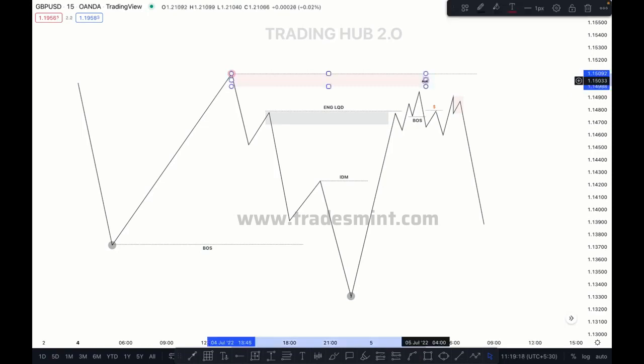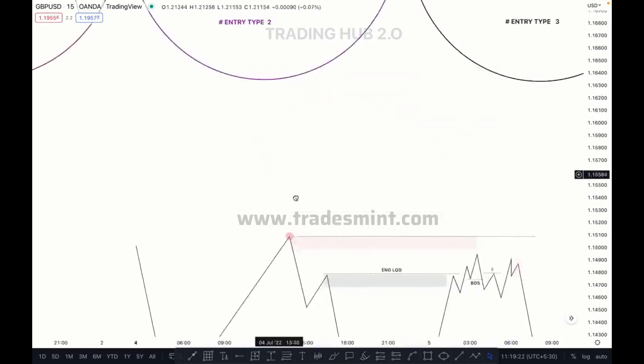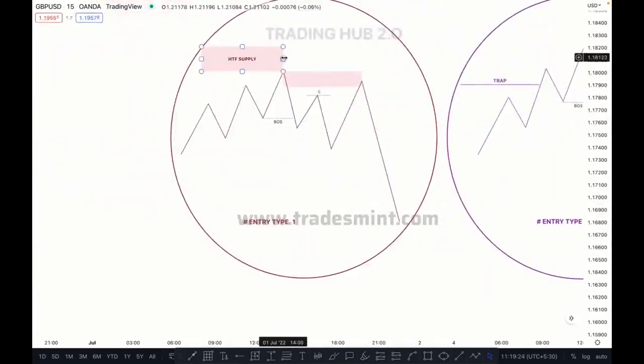Remember one thing: when market mitigates this zone, then you have to apply entry type 1, because in this case market mitigates, breaks the structure, takes out inducement, and we can sell directly here. This is when market mitigates the supply or demand zone, correct?